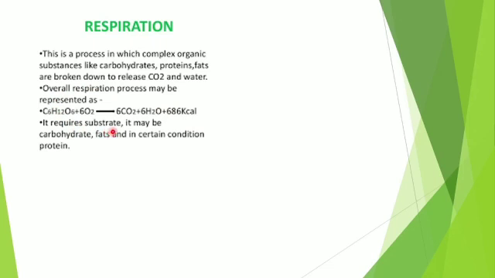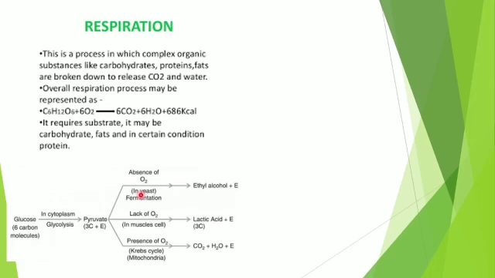Now, what does it require? It requires a substrate, which is specifically called the respiratory substrate. Substrate is required, oxygen is required, and then enzymes, of course, because it is fully enzymatic. It takes place inside the cells, at specific locations, mainly involving the cytoplasm and mitochondria. The respiratory substrate may be carbohydrate, fat, and sometimes proteins. Mainly these are the three types of respiratory substrates.